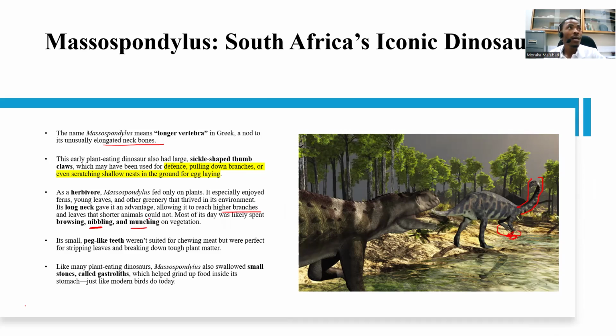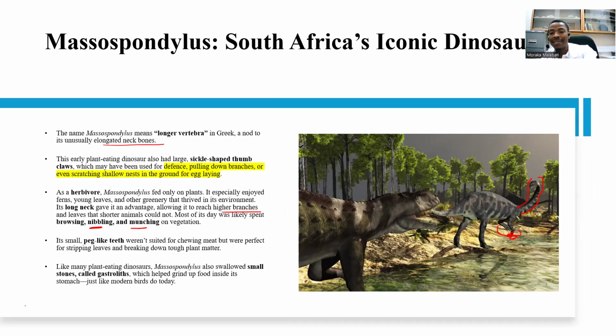But as it was doing this, it was cautious to see which other animals could cause it harm. Its small, peg-like teeth were not suited for chewing meat. That's why it is a plant eater. Exactly like how birds do, Massospondylus was swallowing stones. Those stones helped it grind up the food inside its stomach.